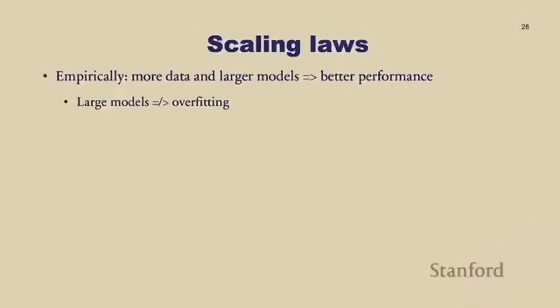So the idea is that what people saw around 2020, or at least for a long time, but they've been able to show it theoretically, or empirically since 2020, is that the more data you train your models on, and the larger the models, the better the performance.